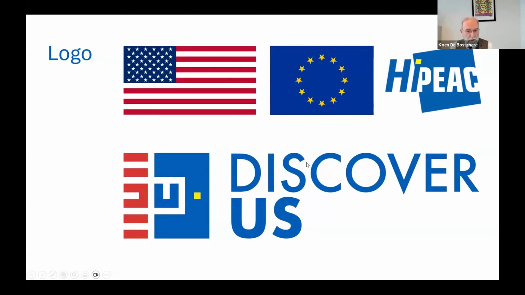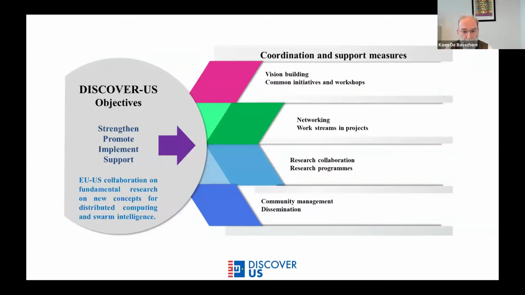And this is Discover Us, so it is an invitation for the American colleagues to discover us here in Europe. It's also an invitation to our own European colleagues to discover the US, the USA. So it can be read in two different ways. It is a project, so it has objectives, and we call it, in this case, coordination and support measures.